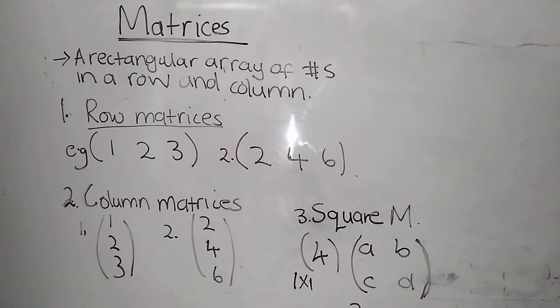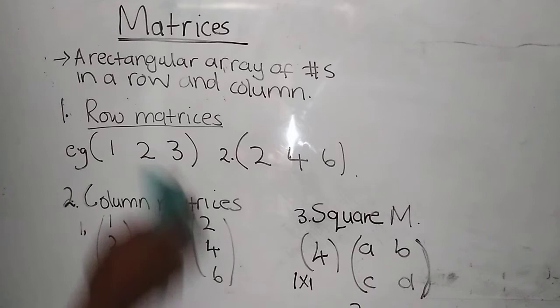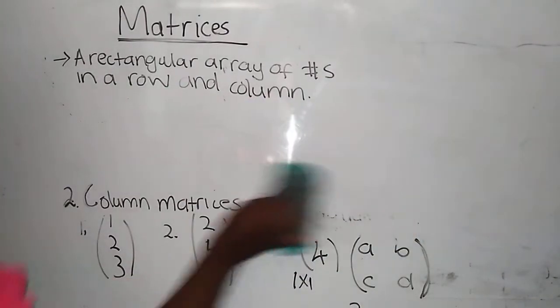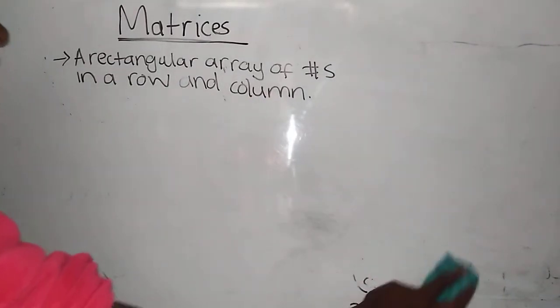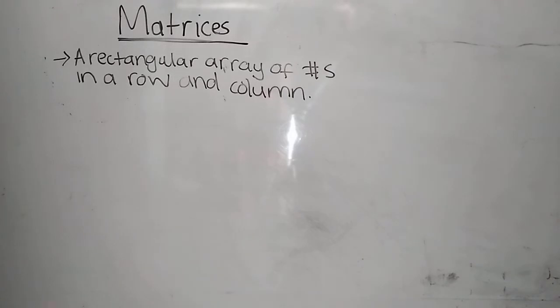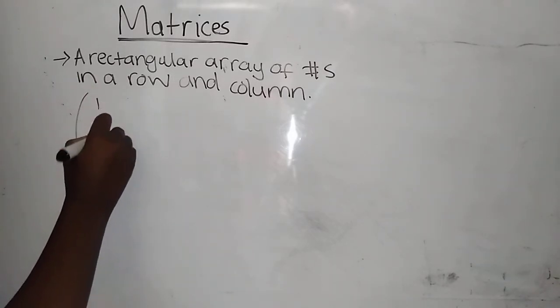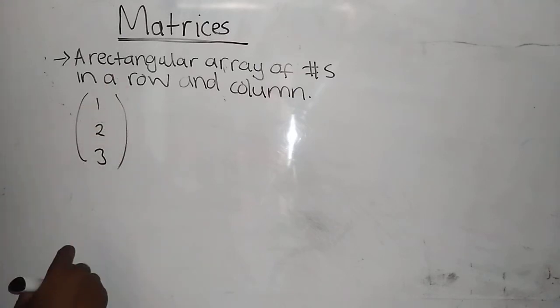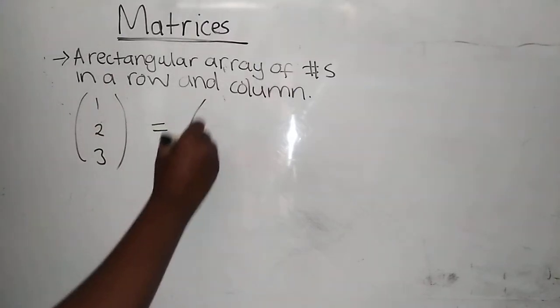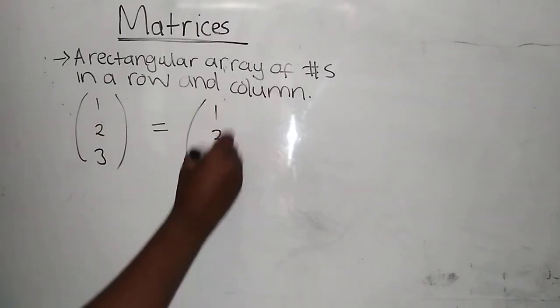And I also want you guys to take note of something. We have what we call equal matrices. When we say matrices are equal, what do we mean? We can have matrix 1, 2, 3 like that. Yes, it is equal to matrix 1, 2, 3 like that.